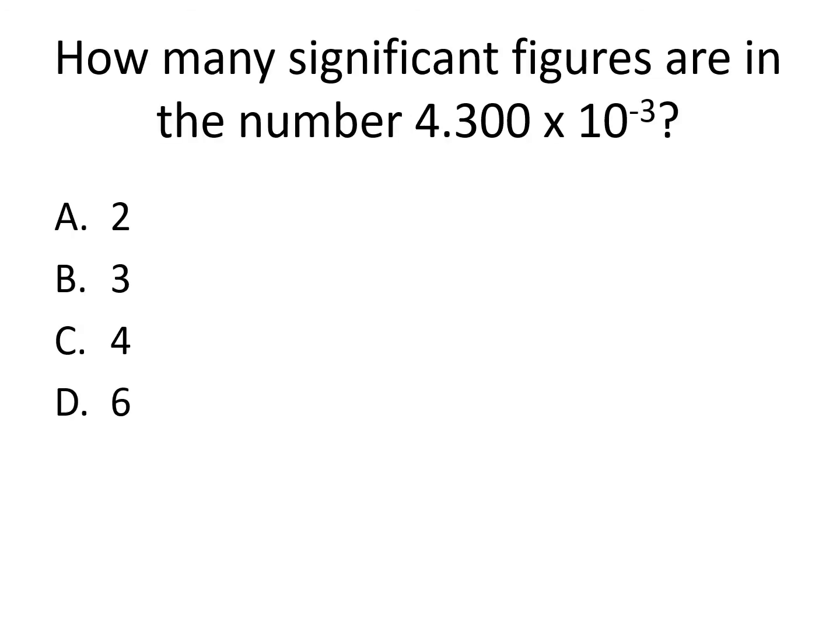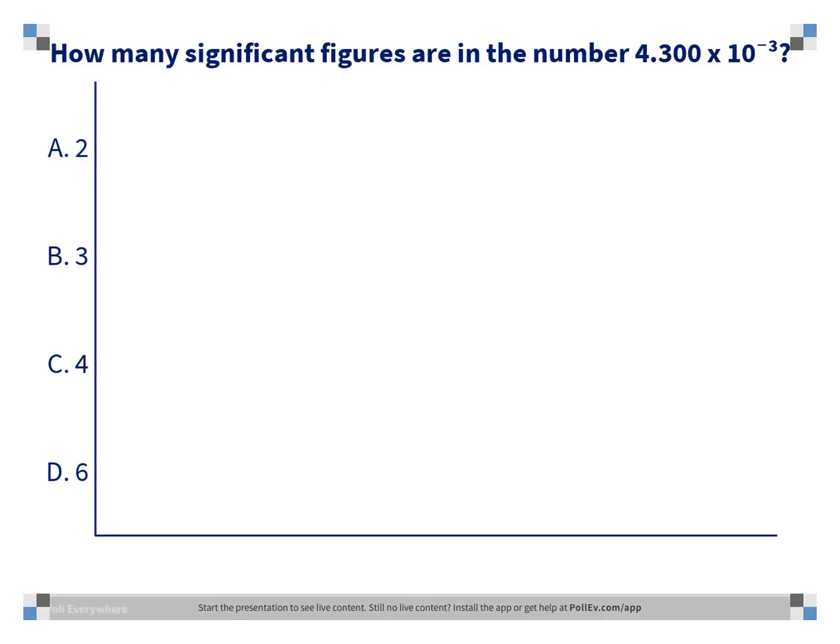How many significant figures are in the number 4.300 times 10 to the minus 3? Is it A, 2, B, 3, C, 4, or D, 6? The correct answer is C, 4. All 4 digits in the coefficient are significant. The power of 10 does not affect the significant figures. We could also have written the number as 0.004300, which would also have 4 significant figures. The zeros on the left would not be significant.